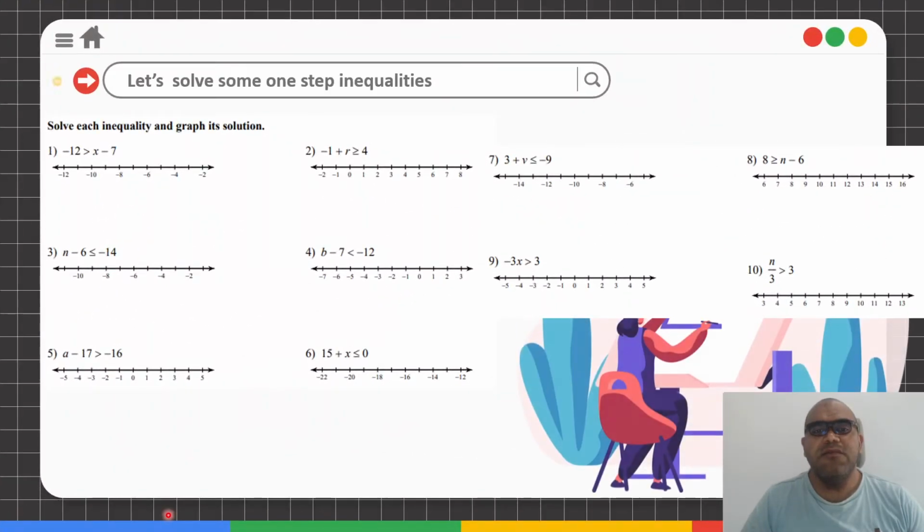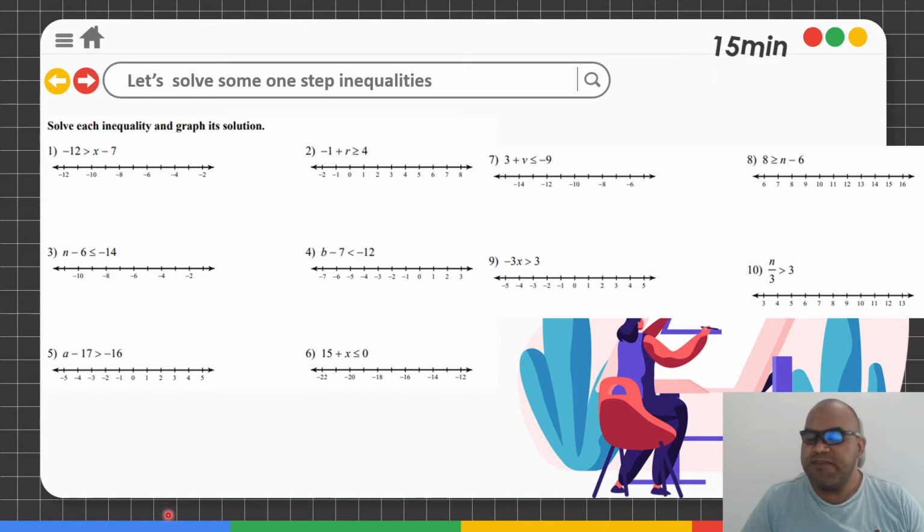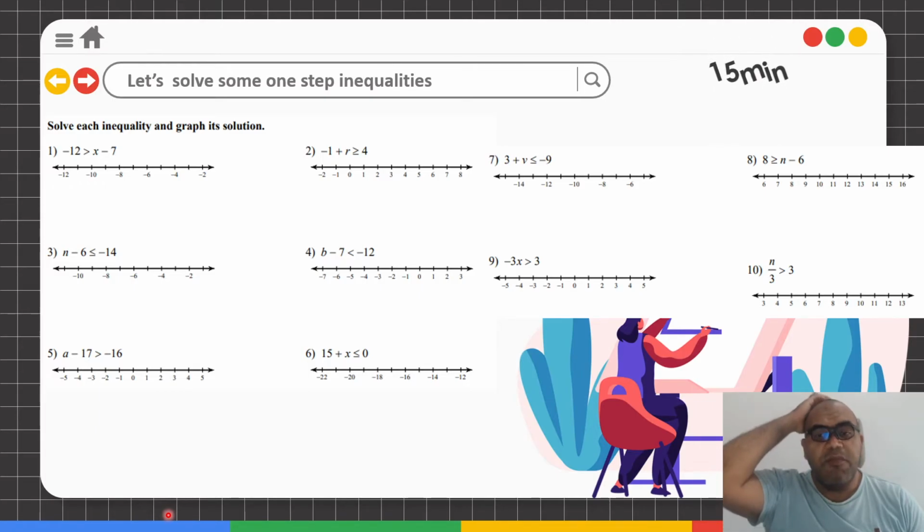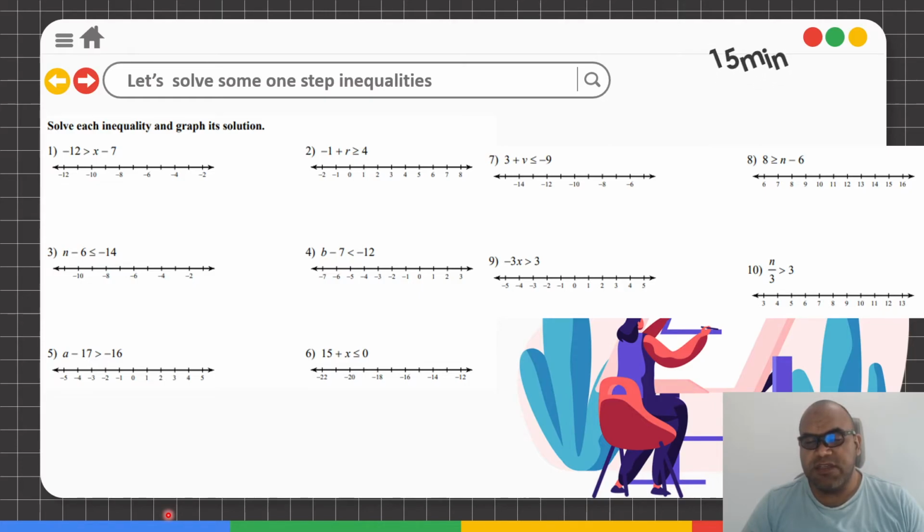Guys, right now, time to practice. You have 15 minutes to work on this. It's one-step inequalities. Pay attention, especially to when you need to flip the inequality. Open your journal right now, solve these problems. When you finish, I share with the teacher the answer keys. You can see the answer keys, how to solve it and how to do it. Great. Stop the video now and use the next 15 minutes to solve this one.